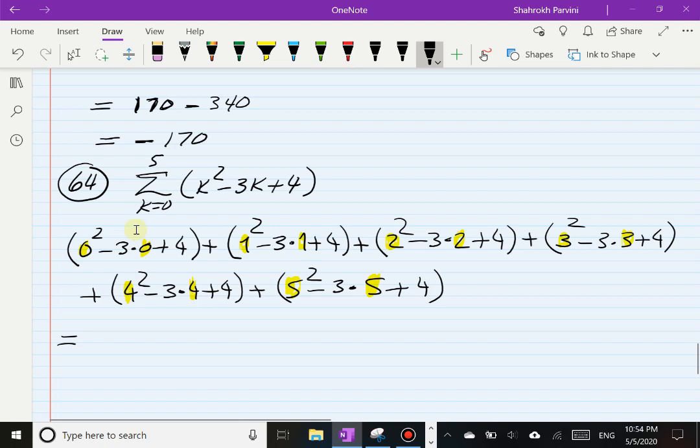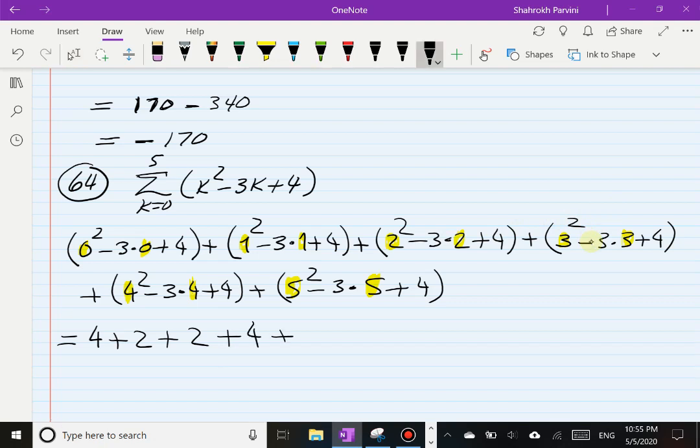So that's going to be 0 plus 4, that's 4. Plus the next one. That's negative 3 plus 4, 1, and 1, 2. Plus, next one, this is going to be what? 4 and 4, 8 minus 6, 2. Plus. And then it's going to go 3 squared 9 minus 9, 0. And plus 4 is 4.